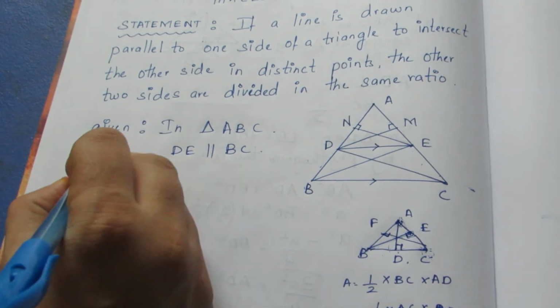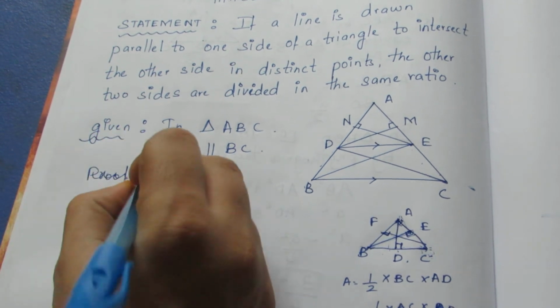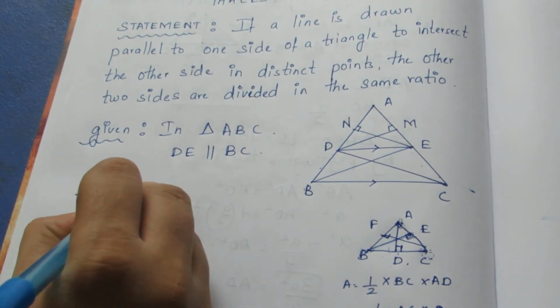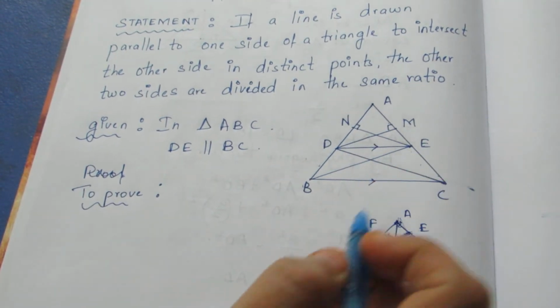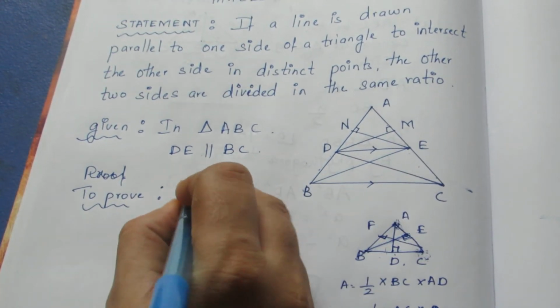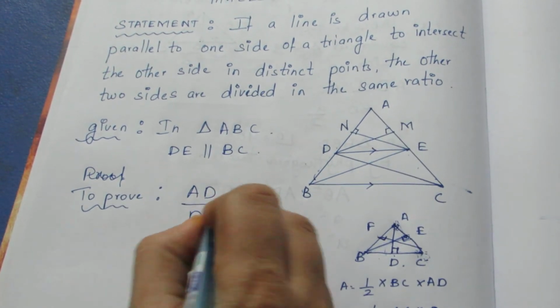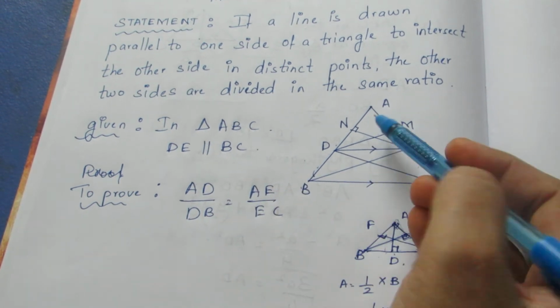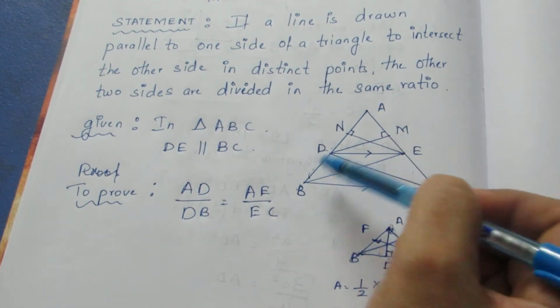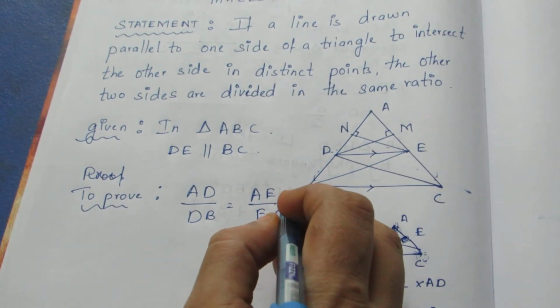So now the proof is, sorry, let me write to prove. Here we need to prove they are divided in two equal ratios, so that is nothing but AD by DB is equal to AE by EC. This is what we are going to prove here.